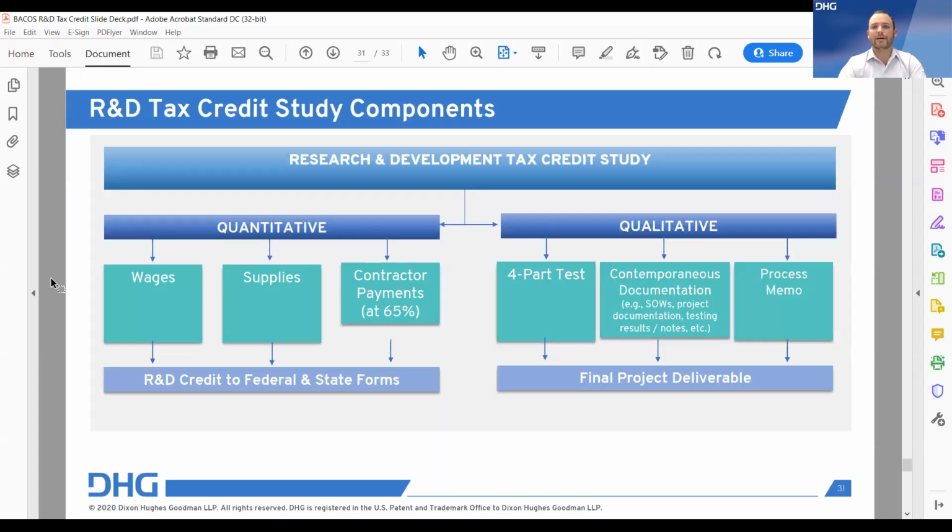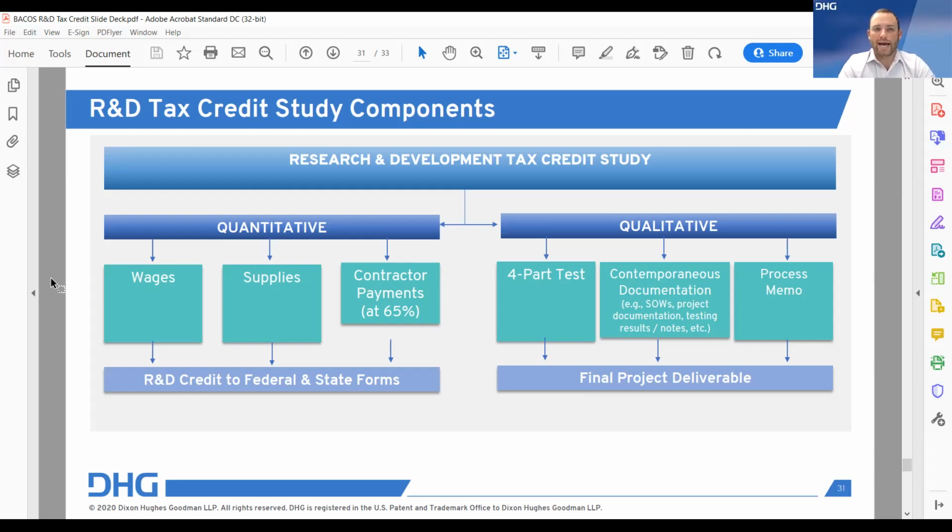So to wrap things up, I want to kind of talk about what an R&D tax credit study looks like for taxpayers. So there's two components: quantitative and qualitative. For quantitative, this is where we actually go through to help calculate what that tax credit is for each year in question. And that's going to consist of identifying where the R&D is occurring within the company. So certain departments, certain employees, certain projects for the year.